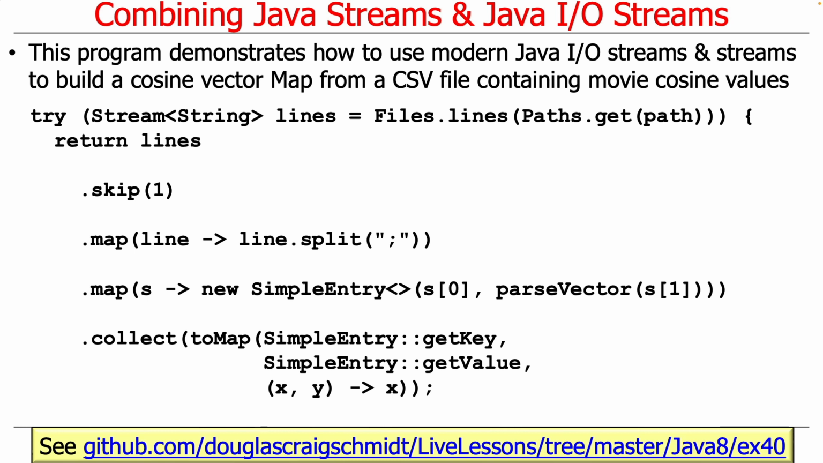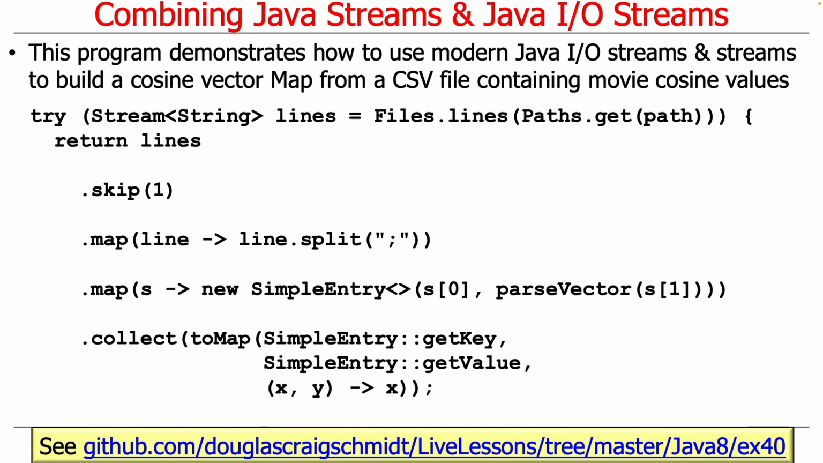And this example, which is in the EX40 folder, shows how to do this. And it's really cool. It demonstrates how you can combine I/O streams with Java streams in order to do something that otherwise is a little bit tricky. And I wrote this code a couple of years ago, and I should amuse myself by going back now and seeing if I could regenerate something like this using ChatGPT. It probably could do it.